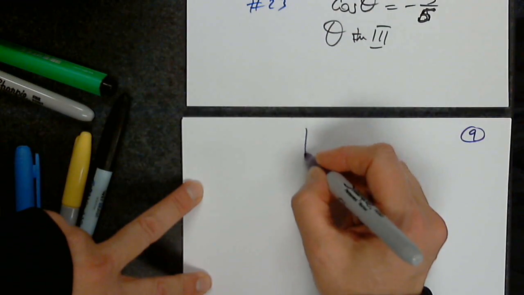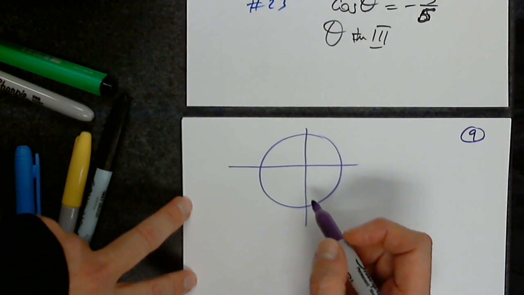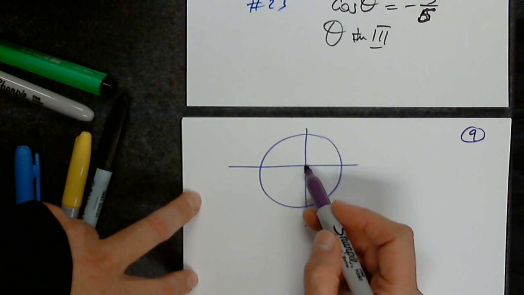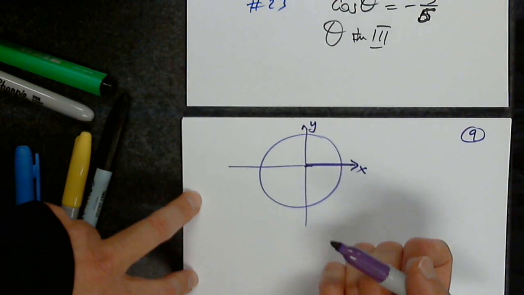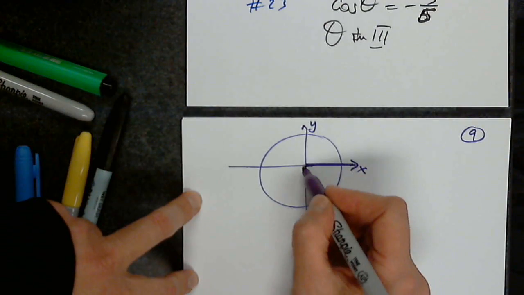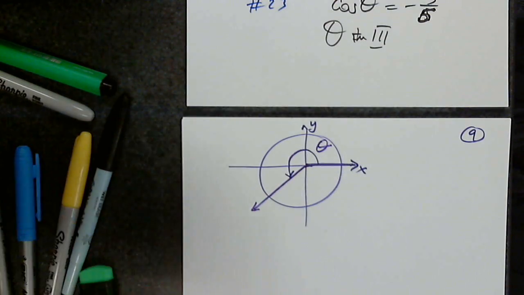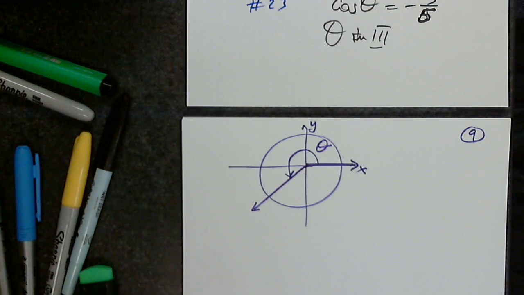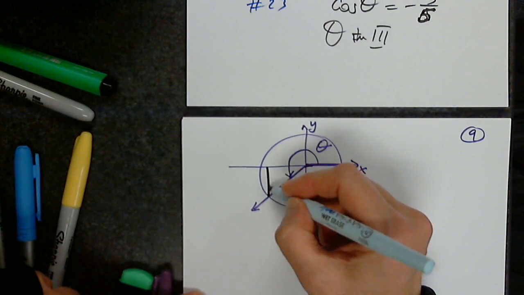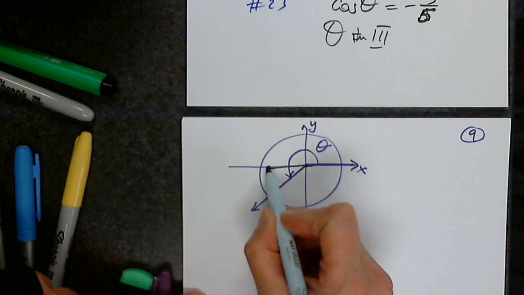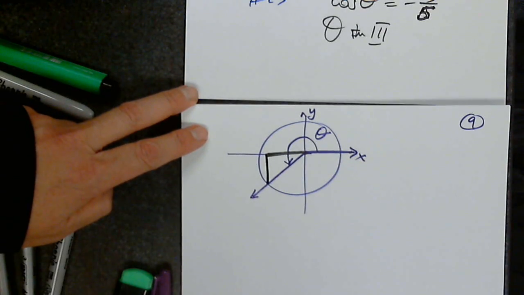Okay, so I am told that theta is in the third quadrant. So it starts on the positive side of the x-axis, and the terminal side is somewhere in the third quadrant. So this is angle theta. Good. Now, how much is this piece? And how much is this piece? You could do it that way. I prefer doing it in a different way.